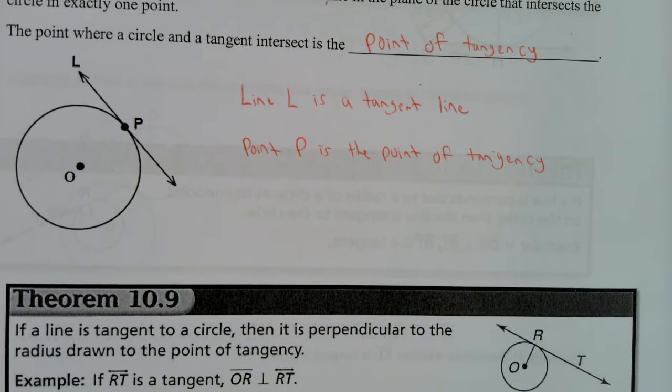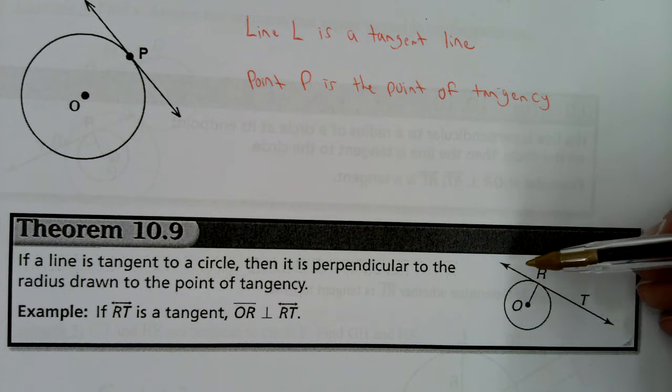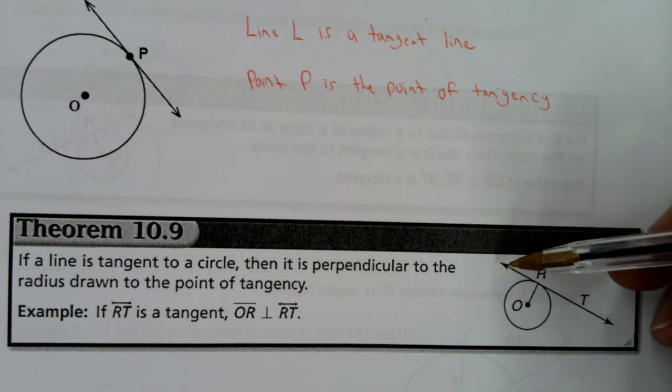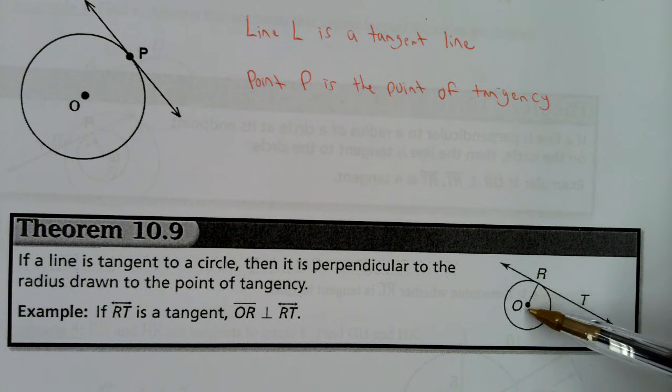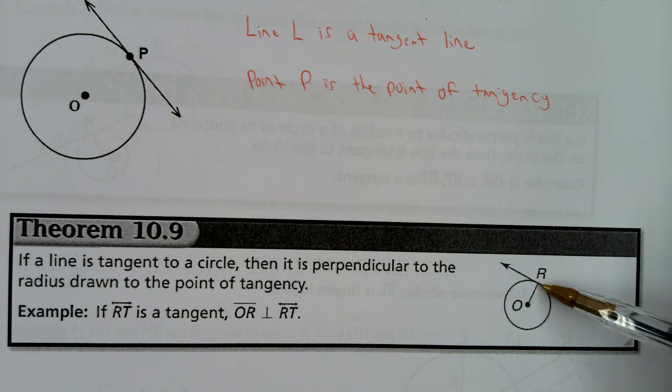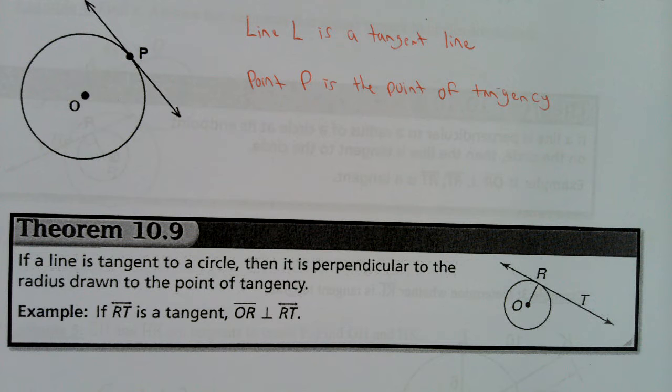Okay, here's the first theorem for today. It says if a line is tangent to a circle, then it is perpendicular to the radius drawn to the point of tangency. So for example, if you knew that line RT was tangent to the circle, then you can draw this segment from the radius to the point of tangency, and it's perpendicular to it. That means you have a right angle right here, and right here. That's the first theorem.